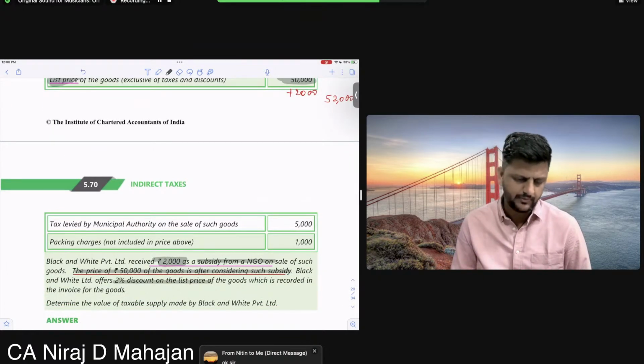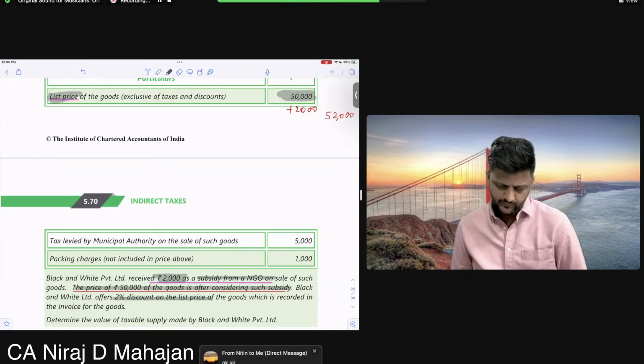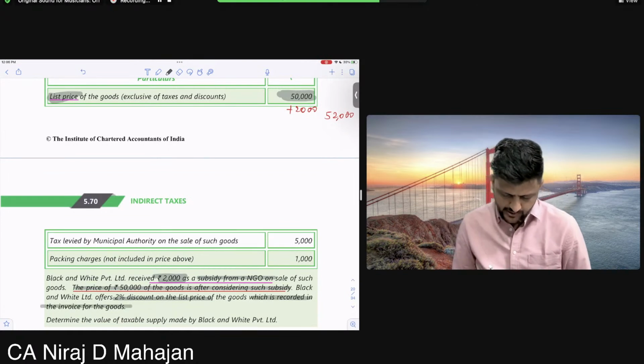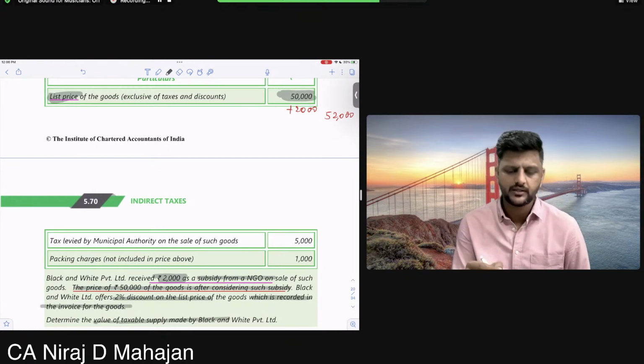What is the list price of the goods which is recorded in the invoice? So that we will allow. Determine the value of taxable supply made by Black and White. Okay? Look at the answer.